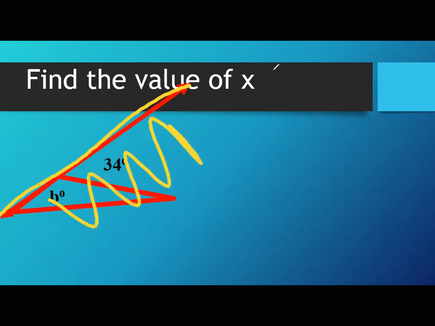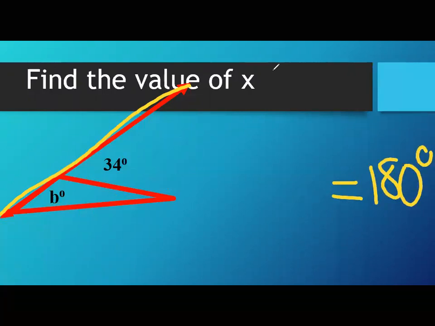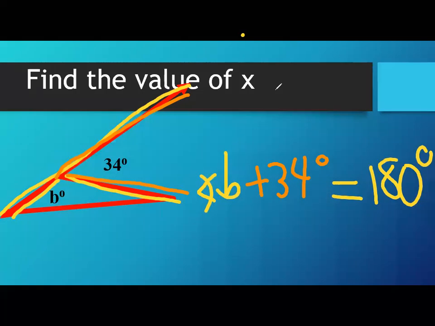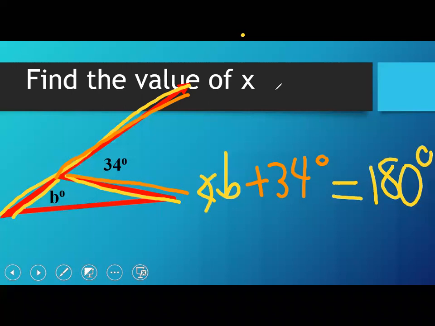Now we see the line, and we said that when we have a line and there are some angles inside, those definitely need to add up to 180 degrees. And that's exactly what I have here. The angle B, which is this one, plus the angle 34 is going to be equal to 180. That means the angle B plus 34 is equal to 180. That means these angles are supplementary.